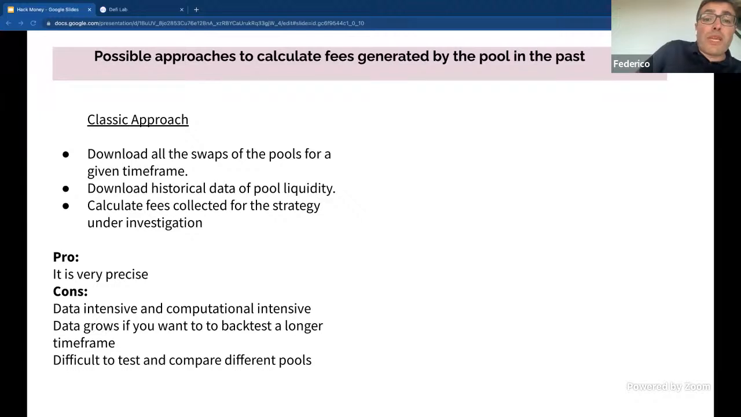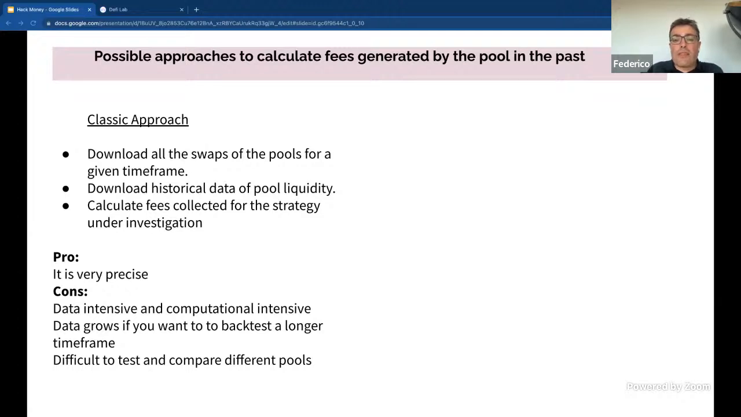So, how can we determine historical fees? The most obvious way to calculate the fees is to brute force the calculation. So how can we do that? We can download all the swaps for a pool in a given time frame. We can download all the liquidity states of the pool in the same time frame. Then we can merge the data and calculate the fees for a specific strategy. The advantage of this method is that it can be very precise. However, it's very data and resource intensive.